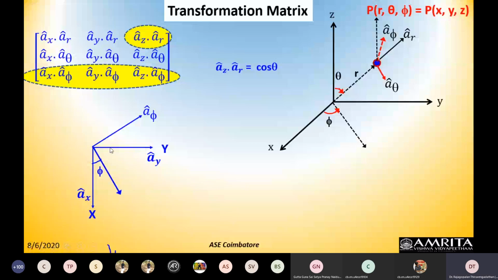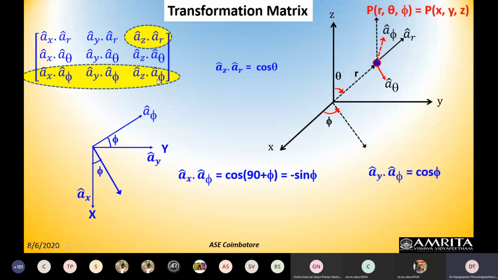And then once I have that as phi, I am going to have that relationship: A_x hat dotted with A phi hat is going to be cos of 90 plus phi, and that will be minus sin phi. And A_y with A phi is obviously the straightforward relationship, cos phi. So I have identified this component as cos theta, this component as minus sin phi, and this dot product relationship as cos phi.